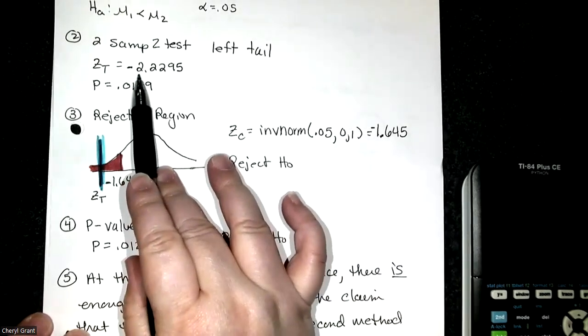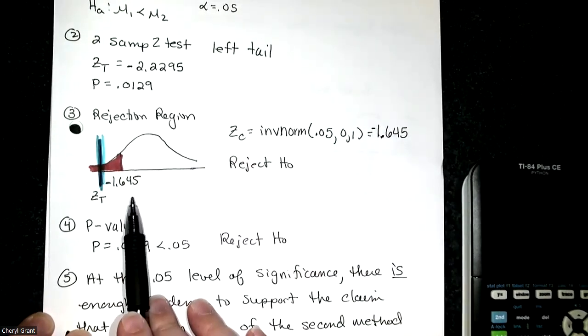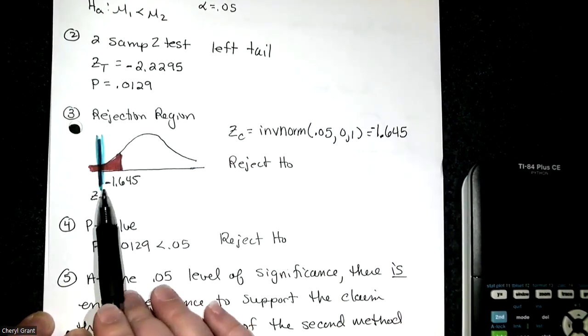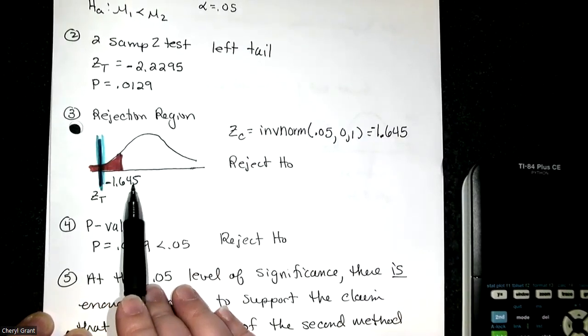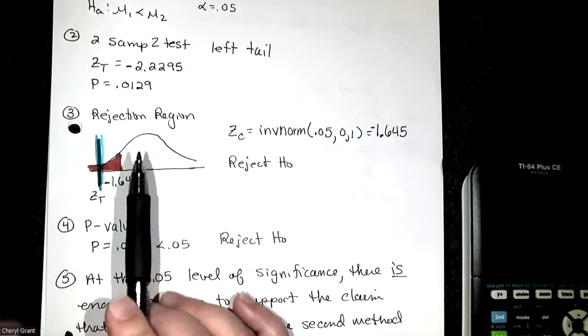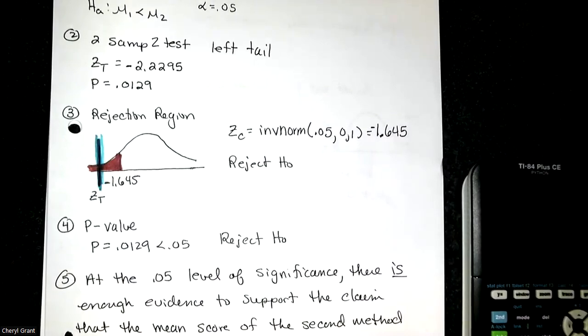Now, when I look at my test statistic, that test statistic is further past to the left of negative 1.645, which means it falls in that red rejection region, okay? So that means we're gonna say reject H0.